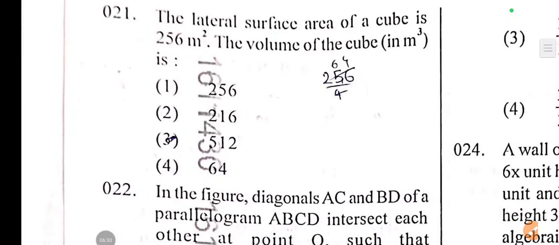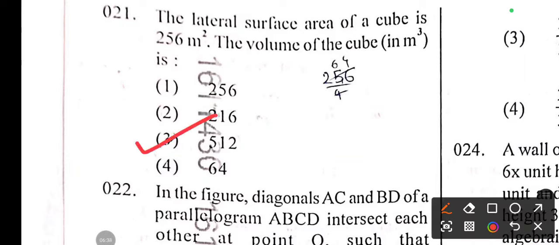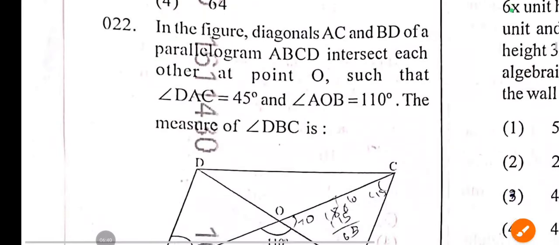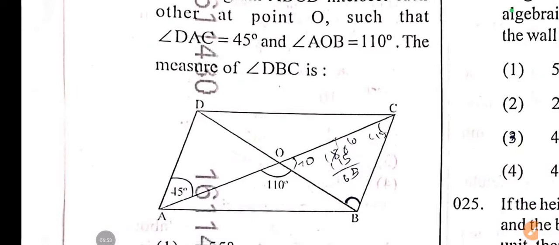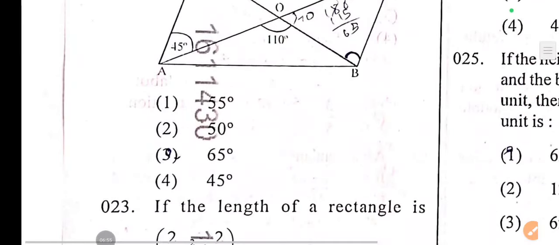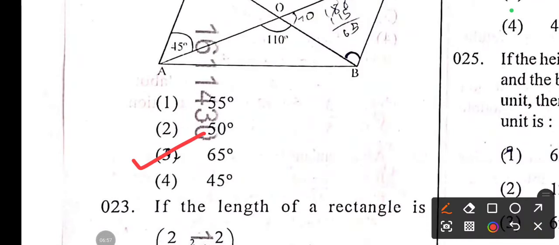Question number 21. The lateral surface area of a cube is 256 meter square. The volume of the cube in meter cube is option 3, 512. Question 22. In the figure, diagonals AC and BD of a parallelogram ABCD intersect each other at point O, such that angle DAC is equal to 45 degree, angle DOB is equal to 110 degree. The measure of angle DBC is option 3, 65 degree.